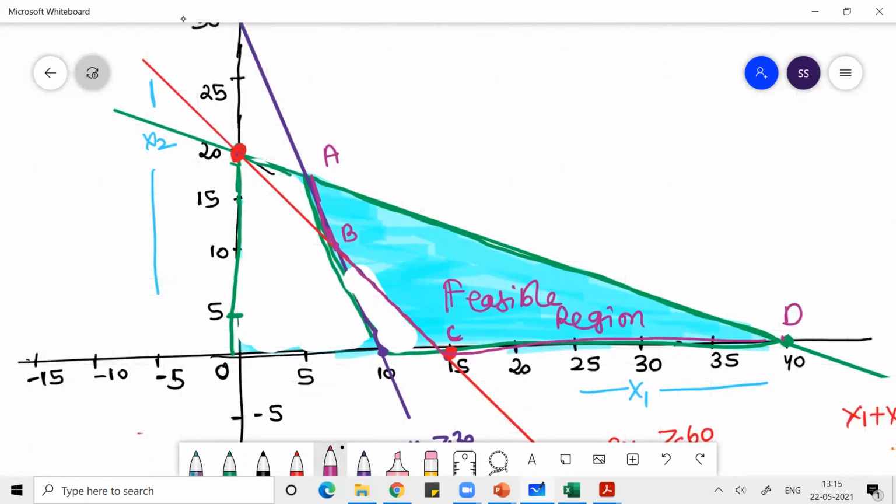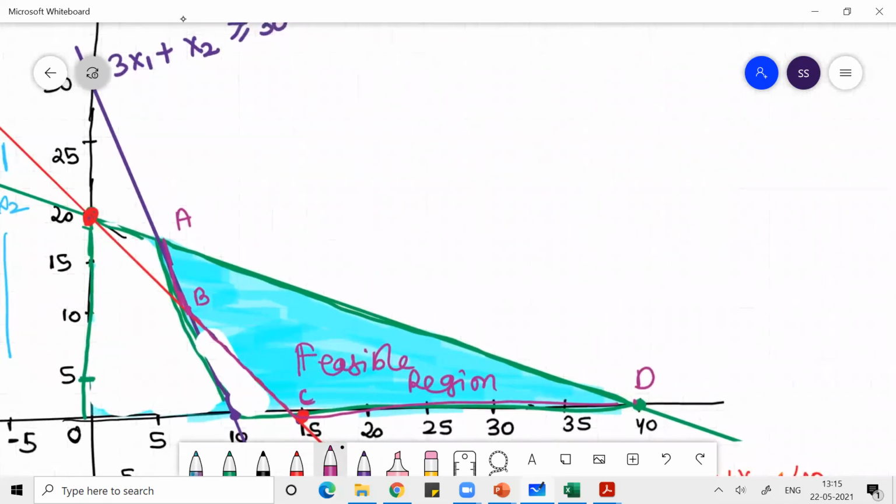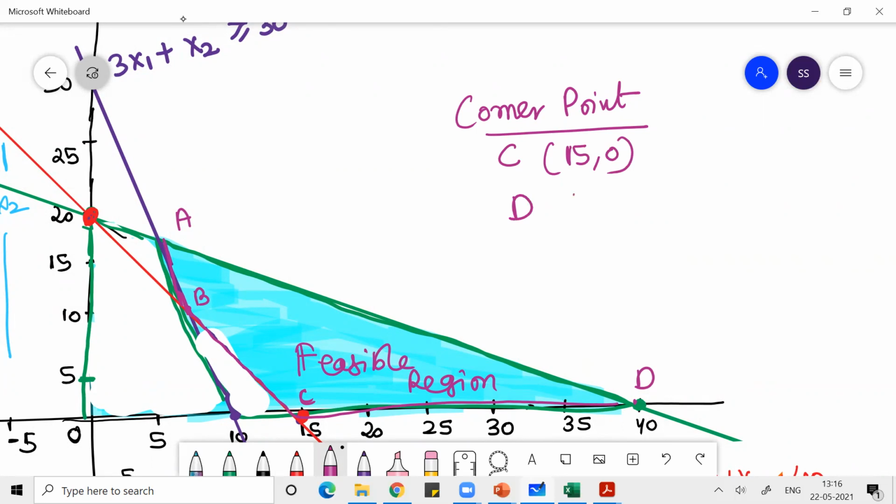So once you get the feasible region, find the coordinates of the feasible region, which are called corner points. Like point C: what is the coordinate for point C? (15, 0). Point D: what is the coordinate of point D? (40, 0). Then you have point A and point B. Can you understand this?